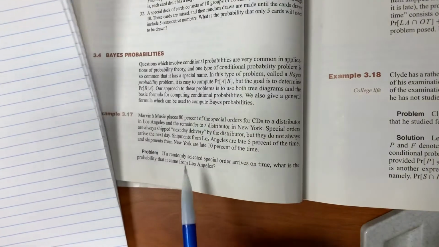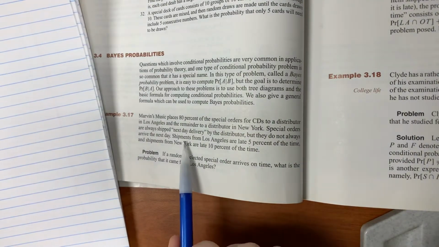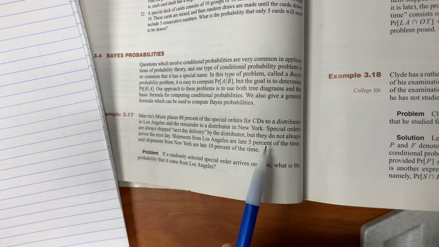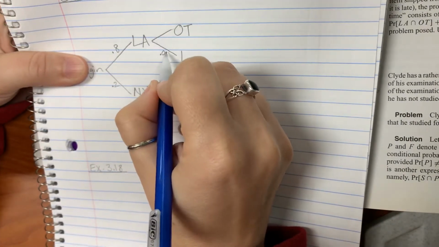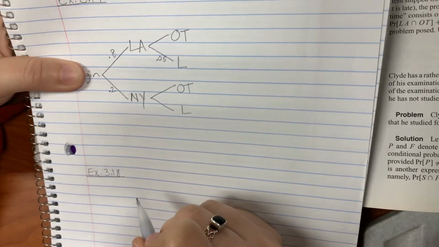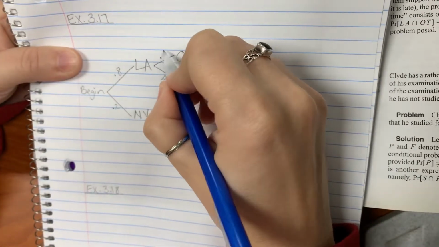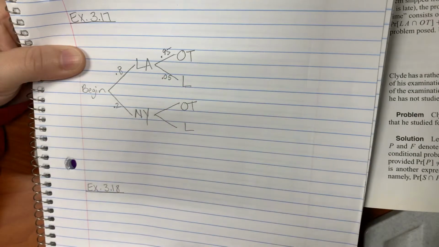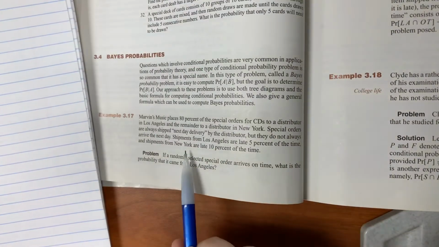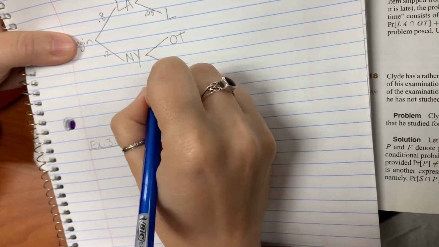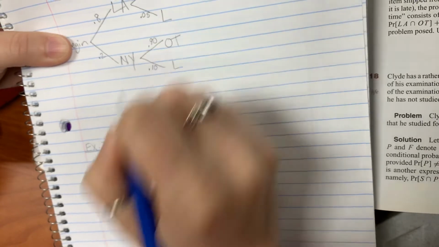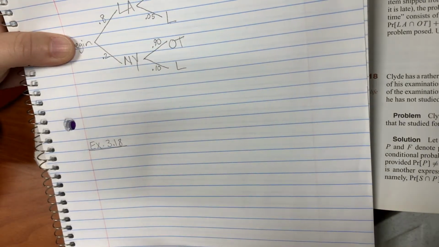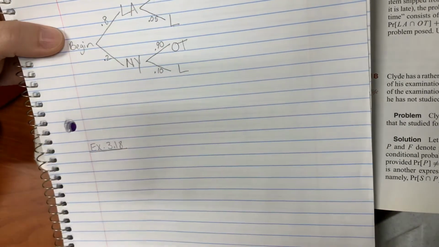So I'm going to do that for both of these, on time or late. And they said that shipments from Los Angeles are late 5% of the time. So late is 5% or 0.05. On time then would be 95% of the time. The ones from New York are late 10% of the time. So they're late 0.10 or just 0.1, which means 90% of the time they're on time. Okay, so there's my basic tree diagram.